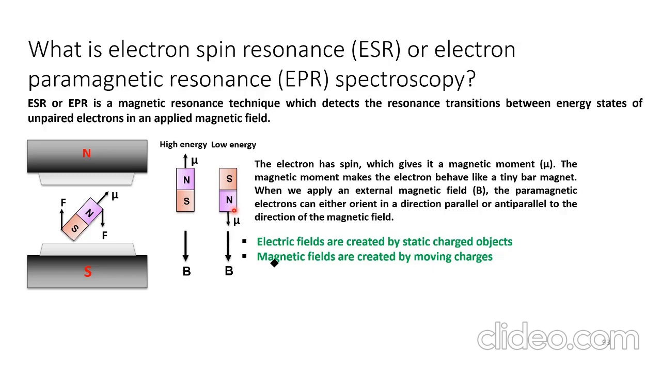So when we apply an external magnetic field, that is the B field shown here, the paramagnetic electron can orient either parallel or anti-parallel, depending upon the magnetic moment of the electron itself. The electric fields are created by static charges, but the magnetic fields are created by moving charges. That needs to be taken and understood.